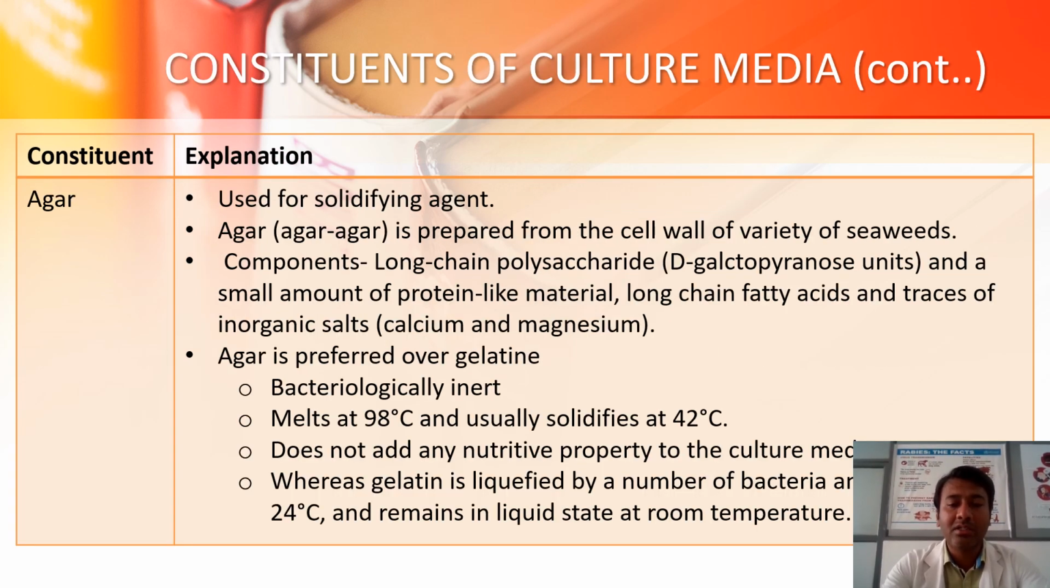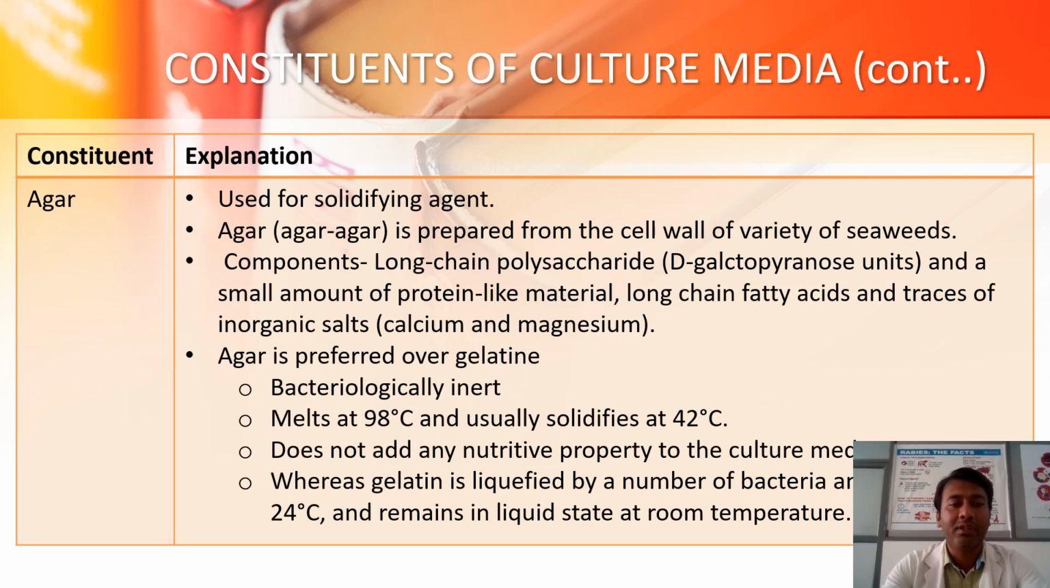In order to make the culture media solid in state, we have to add one more constituent to it, and that is agar. So agar is nothing but an agent used to solidify the culture medium. It is prepared from the cell wall of a variety of seaweeds. So it consists of long chain polysaccharide and a small amount of protein-like material. It also has long chain fatty acids and a small amount of inorganic salts like calcium and magnesium.